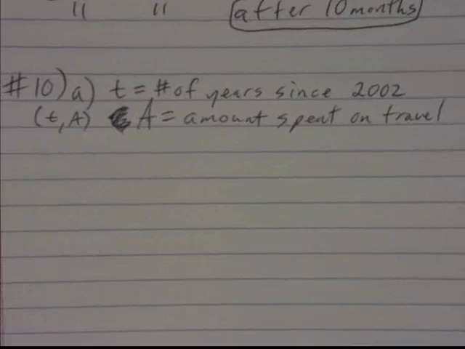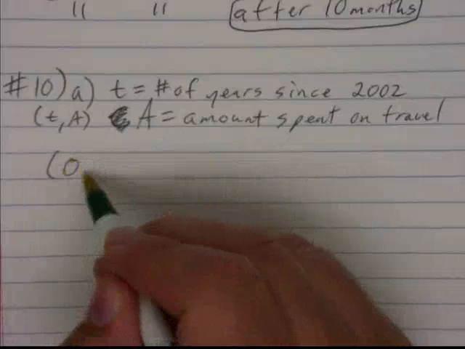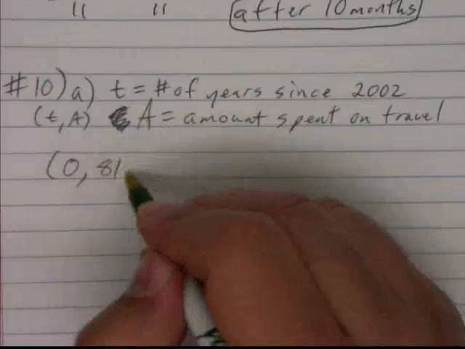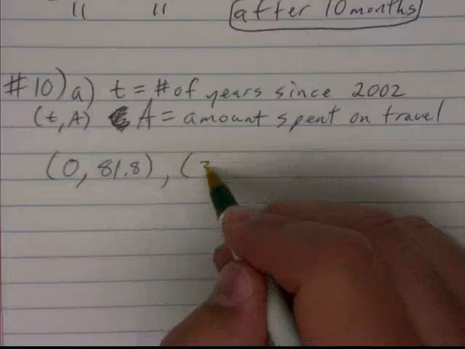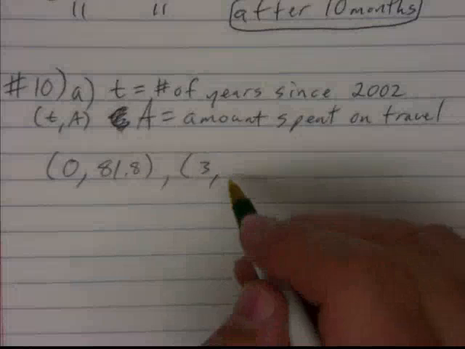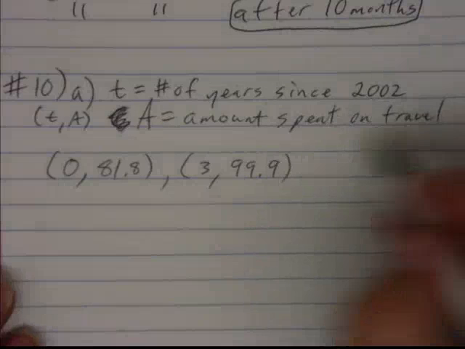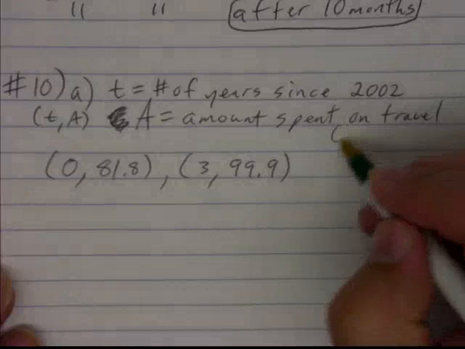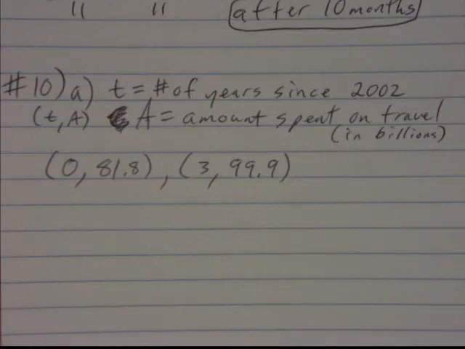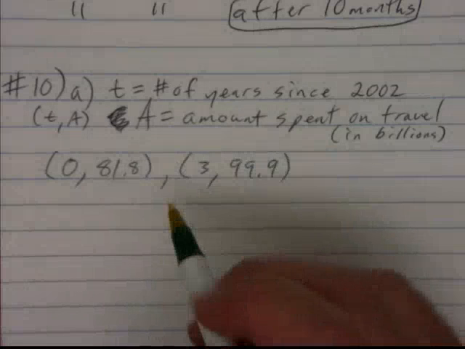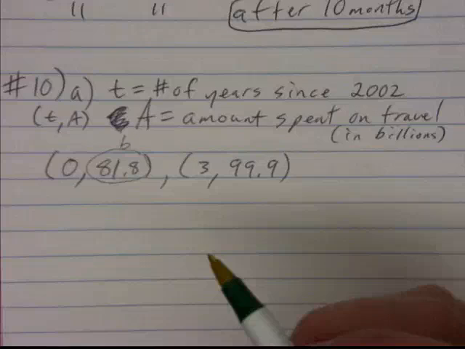coordinate pairs. And so with the first one, I have in 2002, so the number of years since 2002 would be 0. The amount spent is $81.8 billion. And for the second point, the years is 2005, so that would be 3 years since 2002. And the amount spent is $99.9 billion. And I'm going to leave everything in billions. And I'm going to notate that up here in billions. All right? So if I want a linear equation for this, notice that this is actually going to be my b in the y equals mx plus b form.